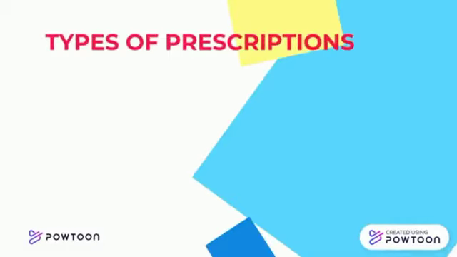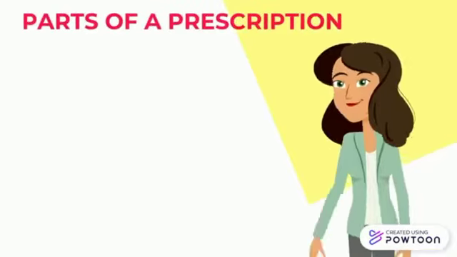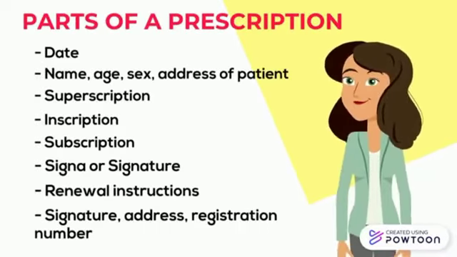These are the common types of prescription available. Prescription in general practice, hospital prescription for inpatients, those who are admitted in hospitals, hospital prescription for a non-hospital pharmacy. These are the components or parts of a prescription: date, name, age, sex, address of patient, superscription, inscription, subscription, signa or signature, renewable instruction, signature, address, registration number of the prescriber.